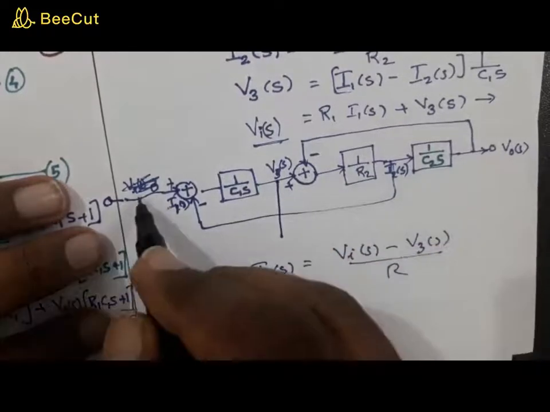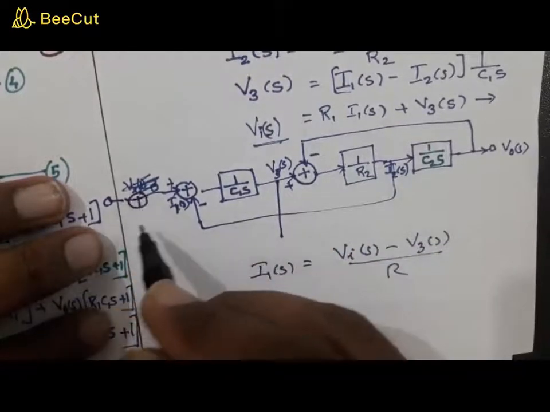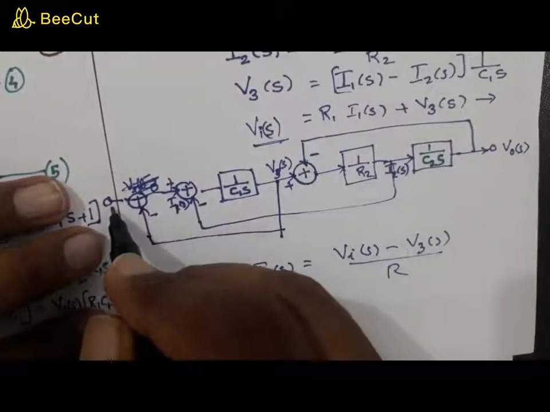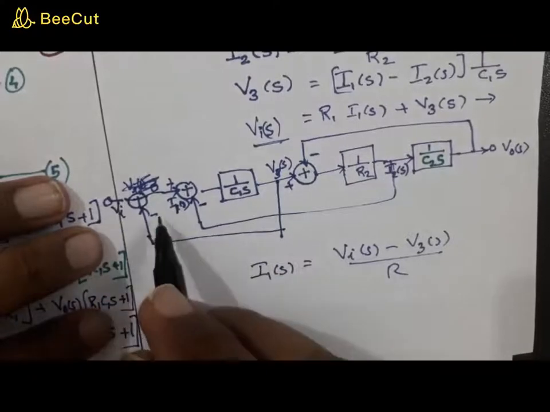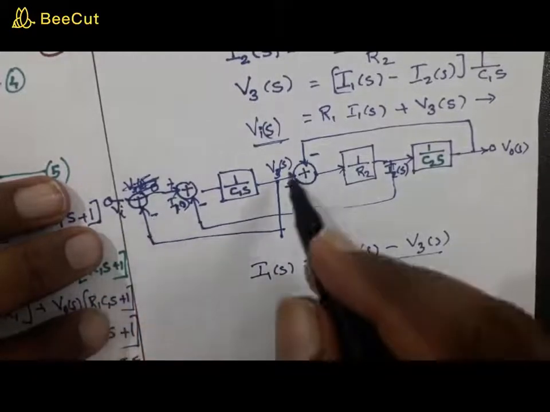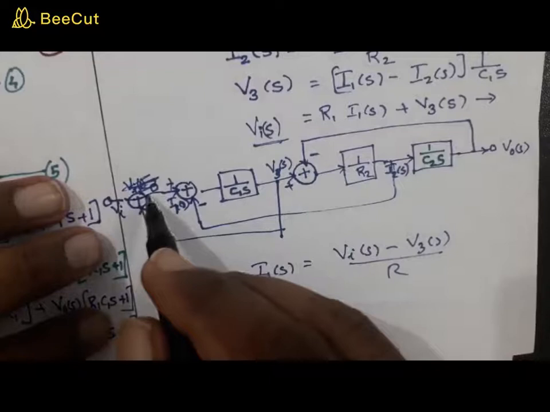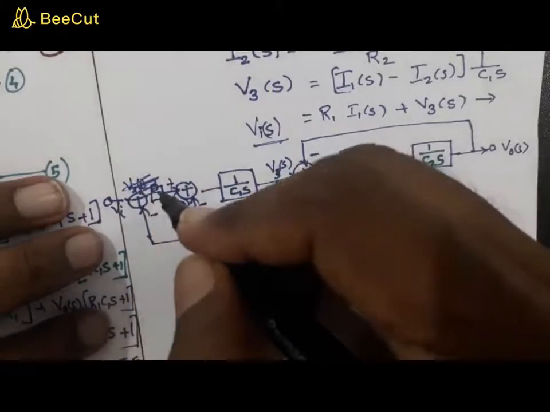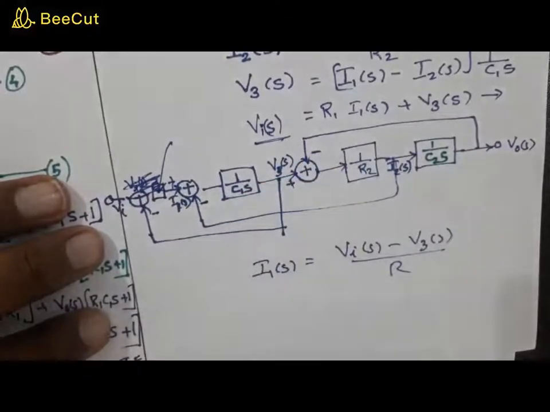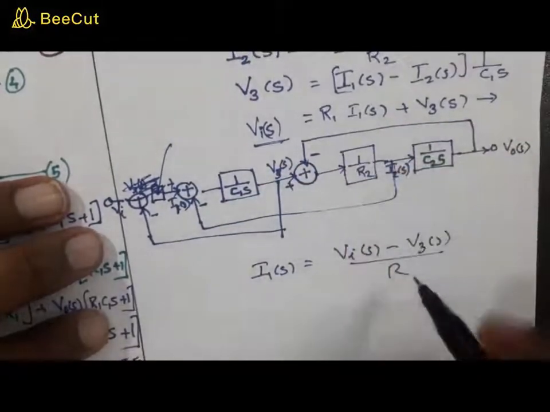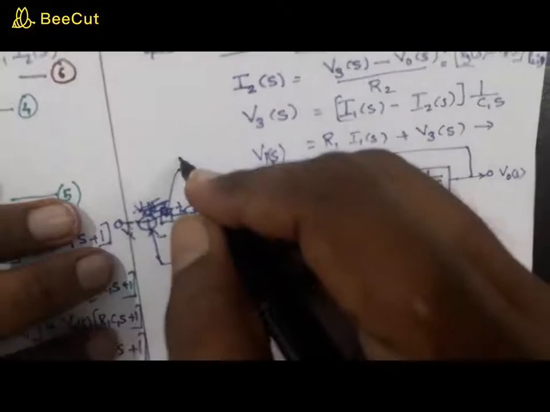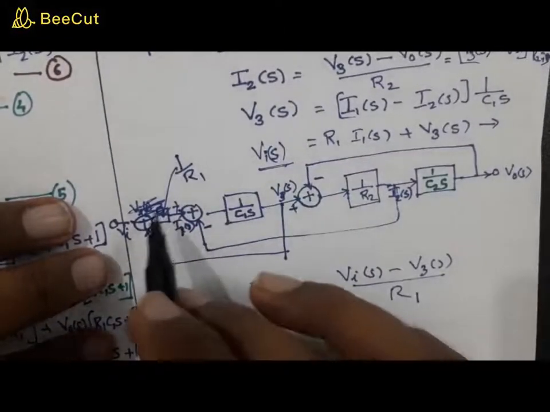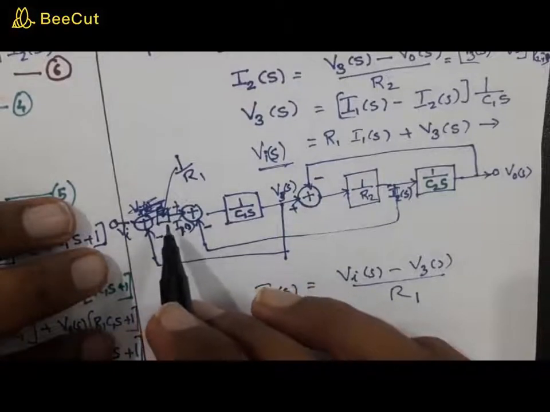From this V3 of s, you have one more adder where you will subtract this V3 of s from this Vi of s, giving Vi of s minus V3 of s. That is this. Now in between, you have a block, and inside this block you have a gain of what? Gain of 1 by R1, right? So this is 1 by R1. You must neatly draw this block diagram, and inside that block you should write like this.